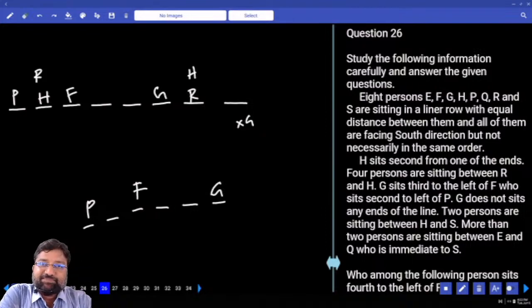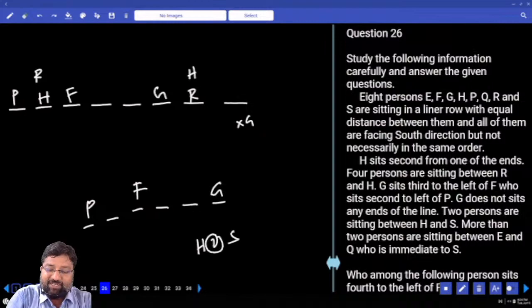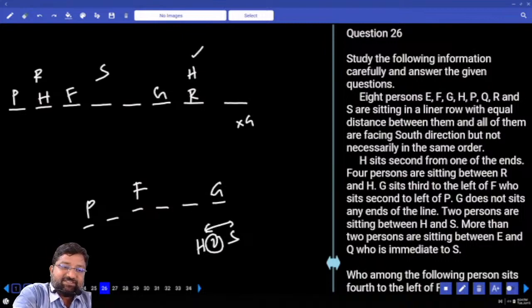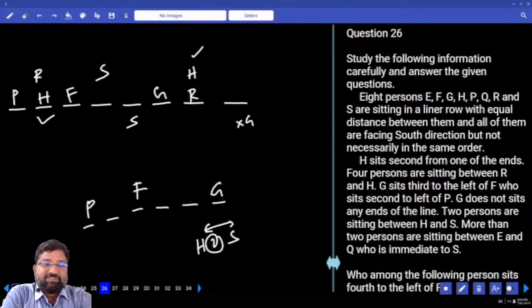This is G. Clear? 2 persons sit between H and S. 2 persons between H and S, I am not sure as of now. I can get still 2 possibilities. If this is H, this is S. Avuna kada? 2 people sitting between H and S. Inka emi teriyadu kabatti wait cheddam.